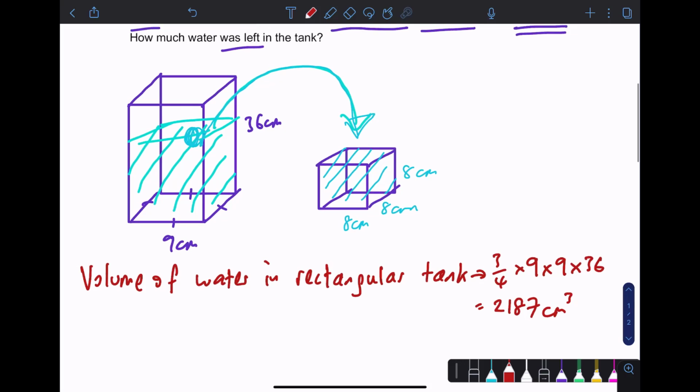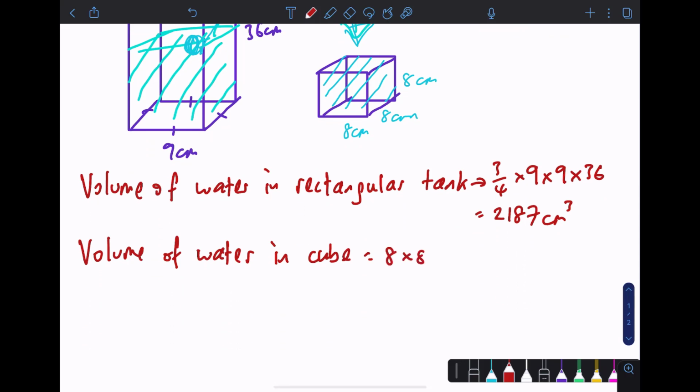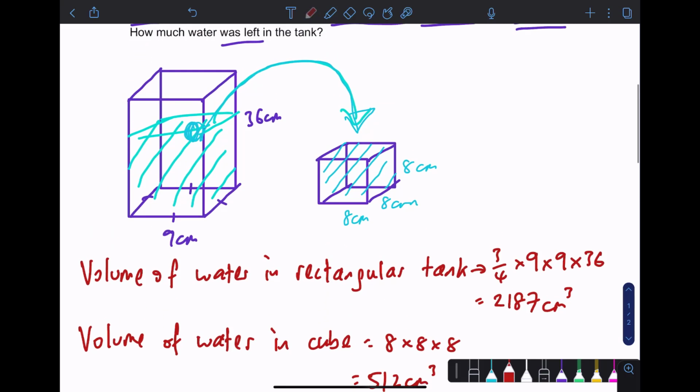And you're taking this water, you're filling this cube up. So let's see what is the volume of water in the cube. Again, it's length times breadth times height. So it's 8 times 8 times 8. Let's try and do that. That will be 512 cubic cm. So basically, let's go back to the drawing, you have transferred 512 cubic cm of water from your original 2187 cubic cm.